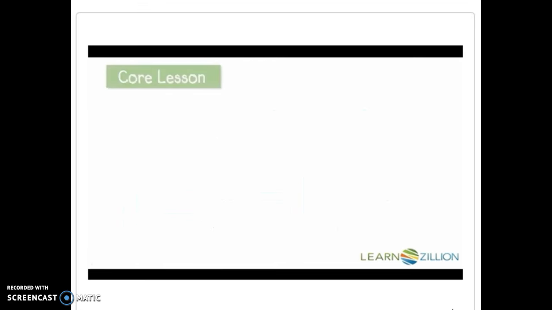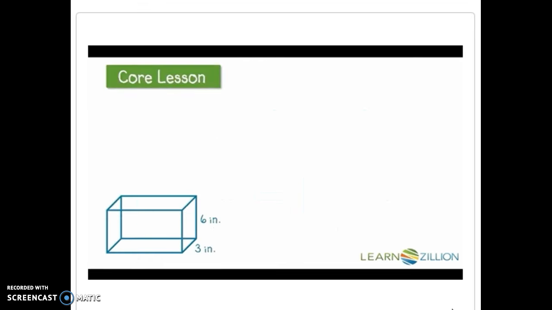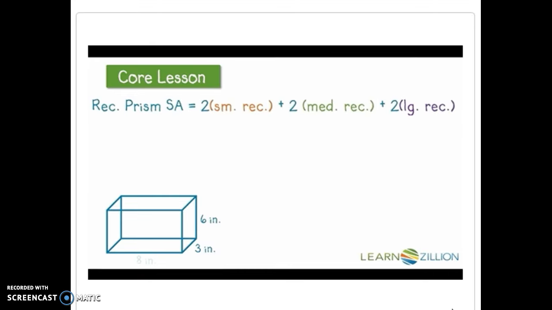When we find the surface area of this rectangular prism, we are going to add up the areas of all 6 faces. To save ourselves a little time and energy, we're going to organize our work by first finding the area of the 2 small rectangles, then adding to that the area of the 2 medium rectangles, and adding to that the area of the 2 large rectangles. Now, as you may recall, to find area, we need to use our formula for area of a rectangle, length times width. Once I've laid out my formulas, I'm ready to make substitutions.